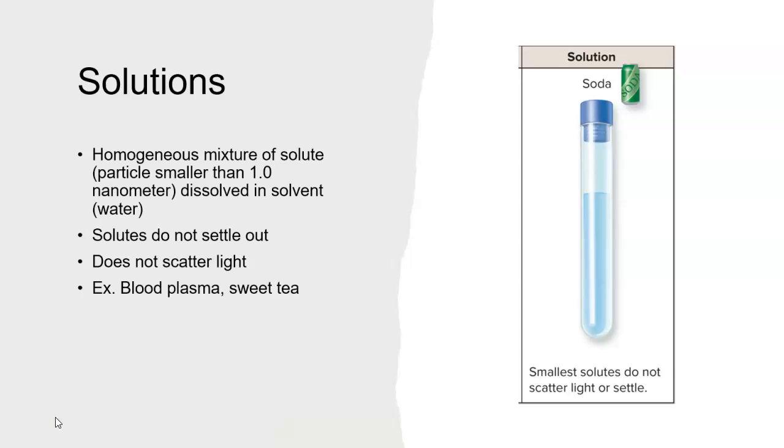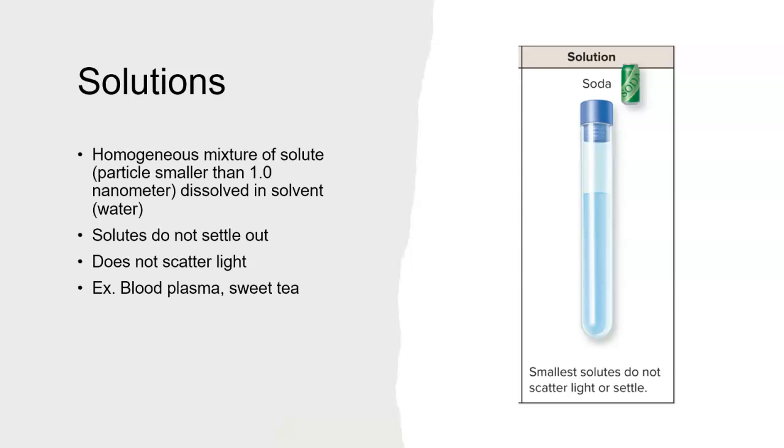A solution is a homogeneous mixture in which the dissolved substances are very small. So homogeneous means it's the same throughout. The water is the solvent and the dissolved substance is the solute. So with salt water, water is the solvent, salt is the solute. Same thing for sugar water. Water is the solvent, sugar is the solute.